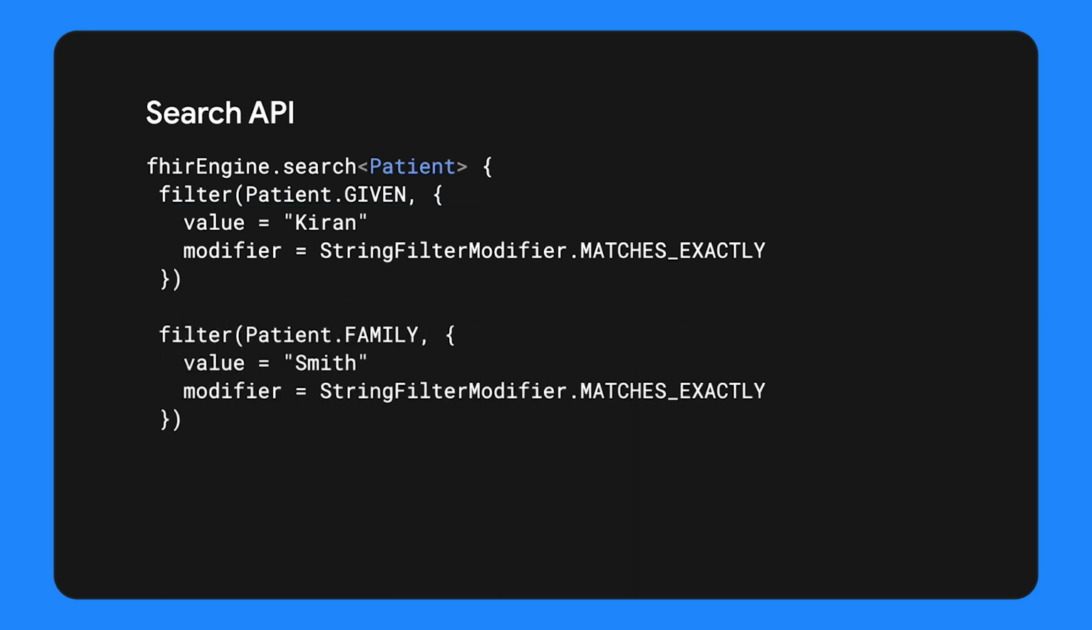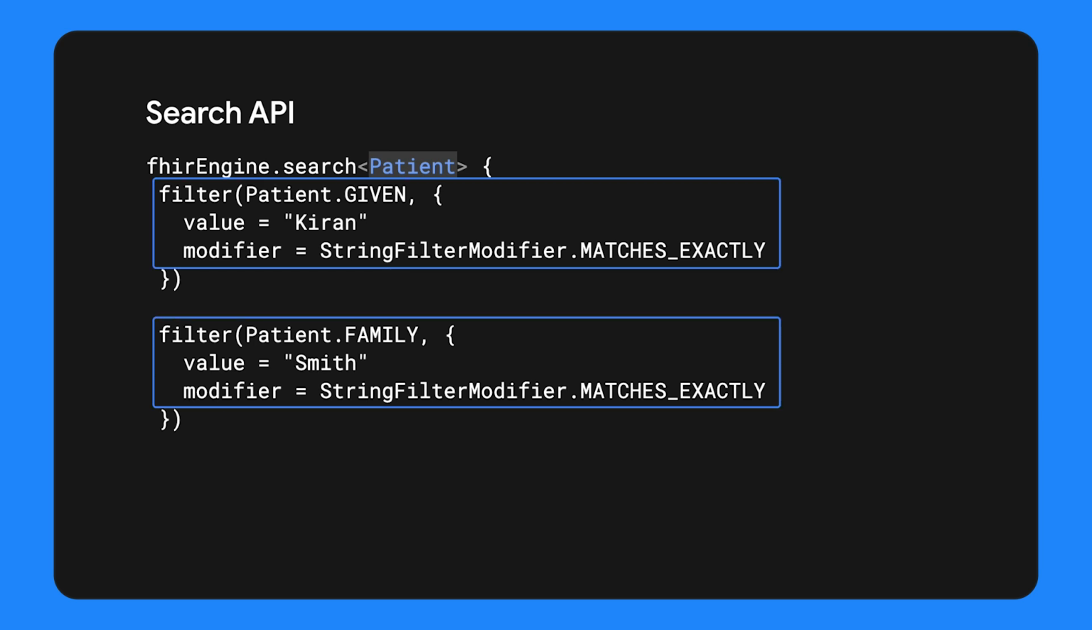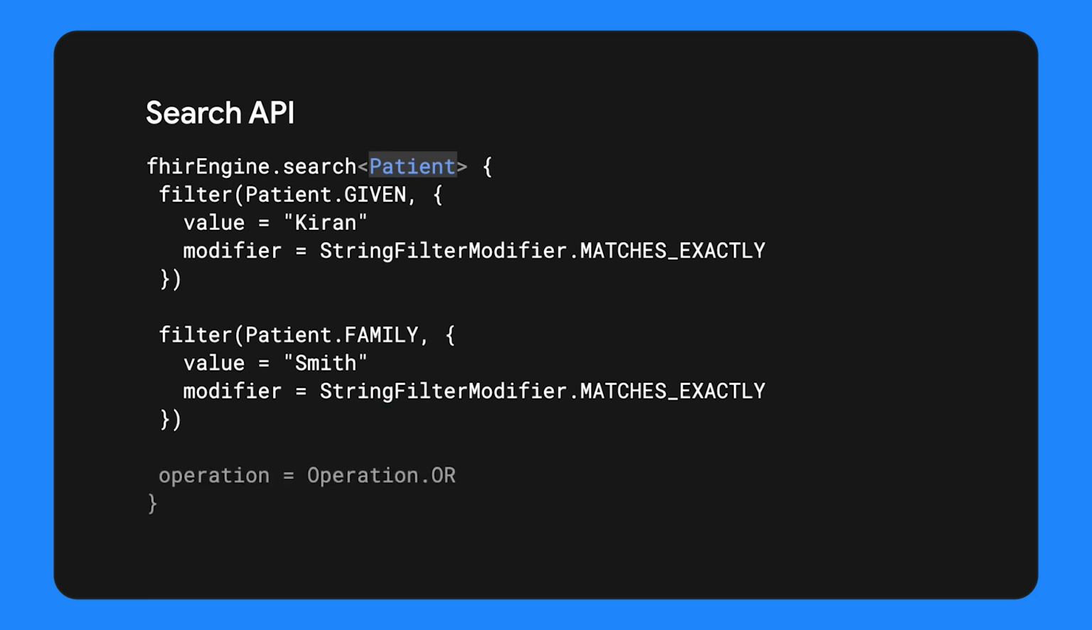When multiple filters are used, they are by default joined together using logical AND. In this example, we're looking for patients whose first name is Kieran and the family name is Smith. You can change this using the operation field. For example, now we're looking for patients whose first name is Kieran or family name is Smith.